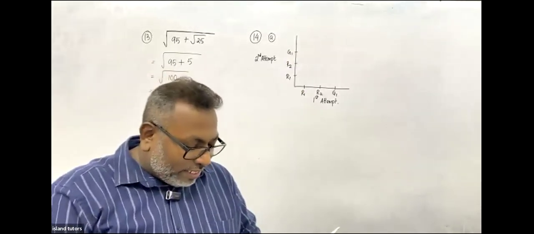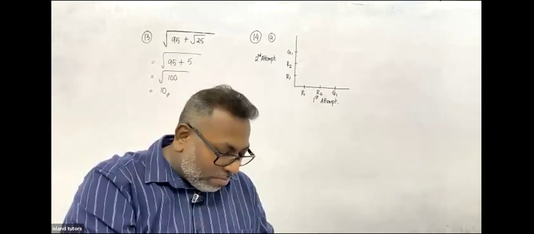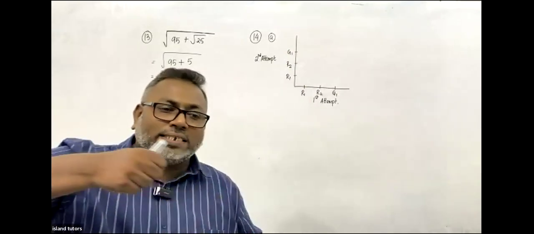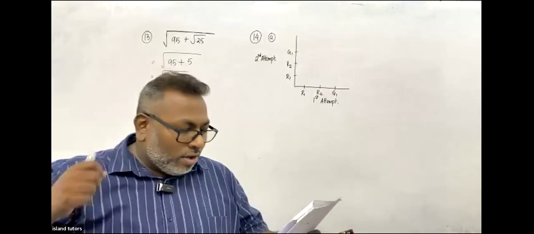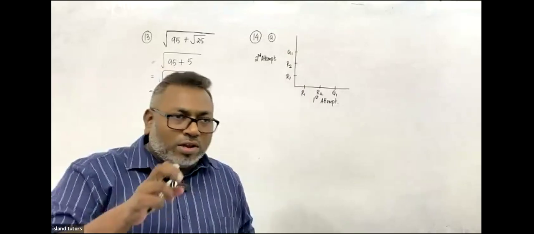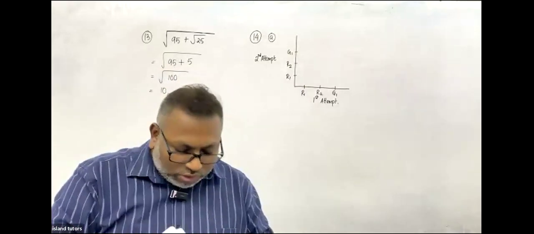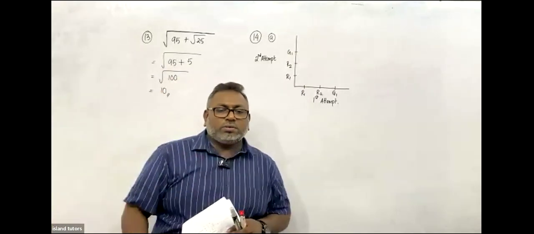Look at the question carefully. They're saying all of them are inside a box. A button is selected at random from the box and without replacing it. What does that mean? For the first attempt, you take a button out.